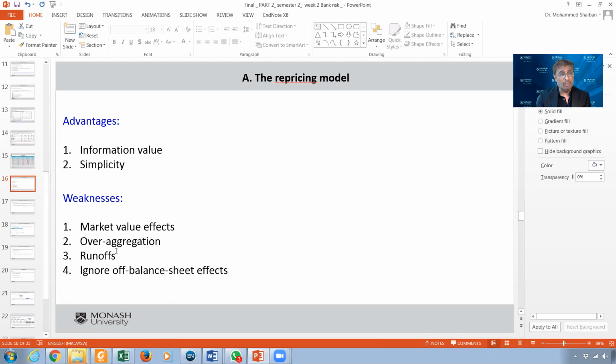Now, the weaknesses of this are: its market value effect. It doesn't take into consideration the cash flow. And it makes what we call over-aggregation. And also it misses some things, run-ups. And for sure, it ignores the off-balance sheet effect, which I already explained before. Let me go over this one by one.